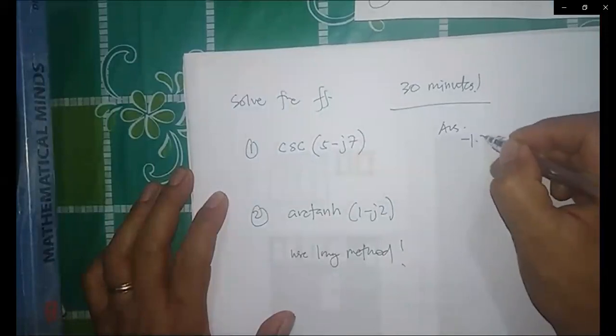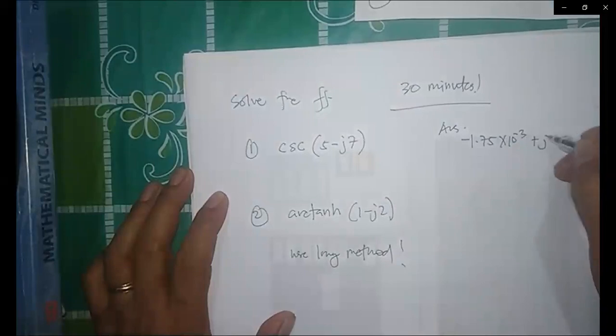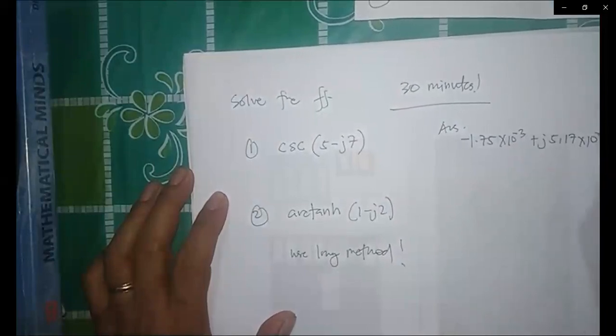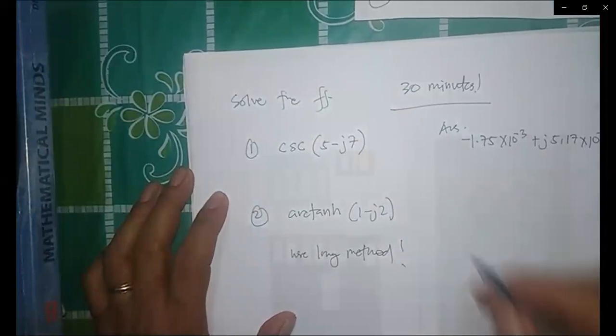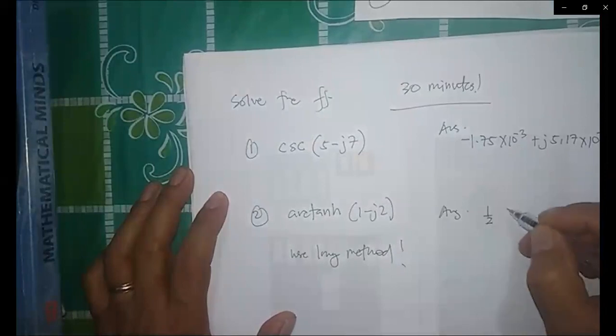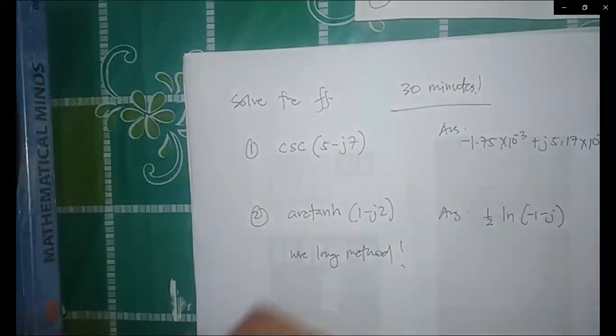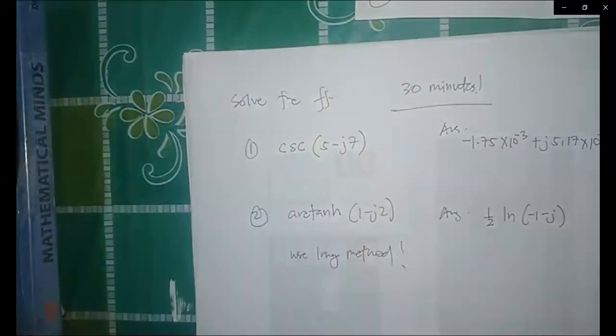All right, now time is up. The correct answer for problem number 1 is negative 1.75 times 10 to the negative 3 plus j 5.17 times 10 to the negative 4. For problem number 2, that is equal to 1/2 times the natural logarithm of -1 minus j.